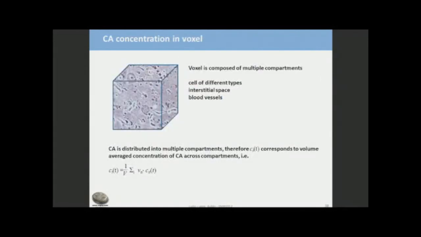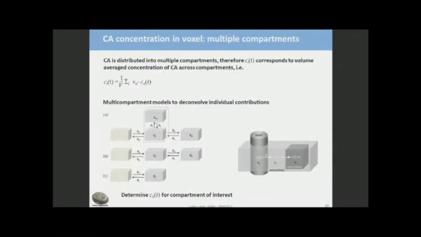We measure concentration in a voxel, which is the minimal element which we can resolve, which contains different cell types, interstitial space, and blood vessels. So what we are measuring is the concentration as the weighted sum of all the different contributions from the different compartments. And this will be discussed in more detail, I presume, next year or the following year. I will just briefly touch on that. In order to understand what the concentrations are at your target site, you have to solve this problem and decompose these individual contributions into different compartments. I will not discuss the compartment modeling here, but this is an integral part which you have to consider if you would like to derive quantitative information.